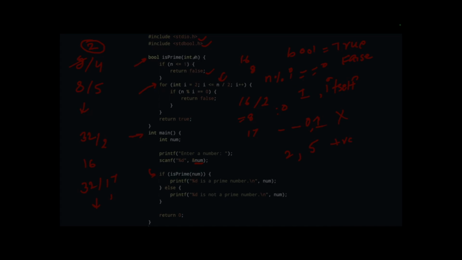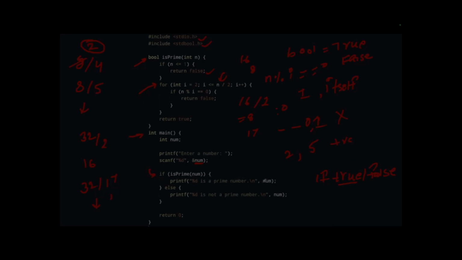Then it will go over here to is prime, and it will get a number. Now, what is it returning? Either it is returning a true value or a false value, right? Now here it is checked, if is prime num. Now if will take either true or false, right? True or false.